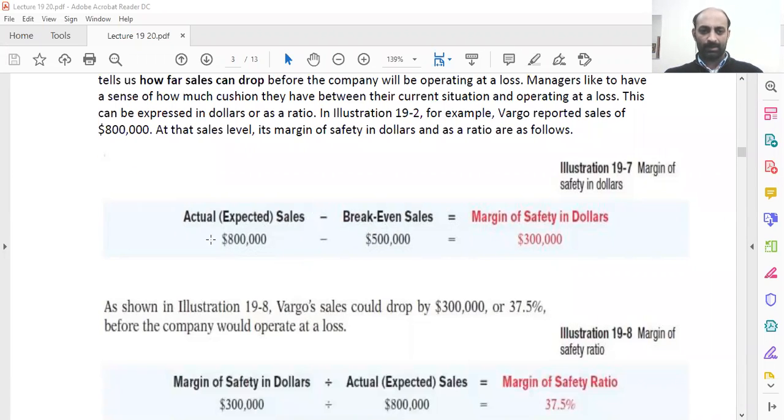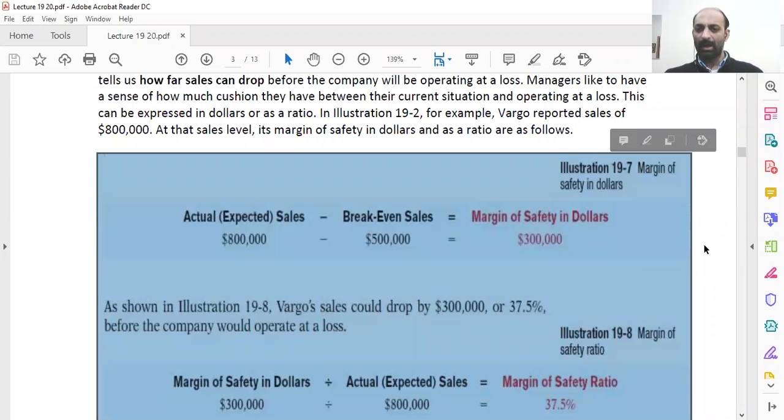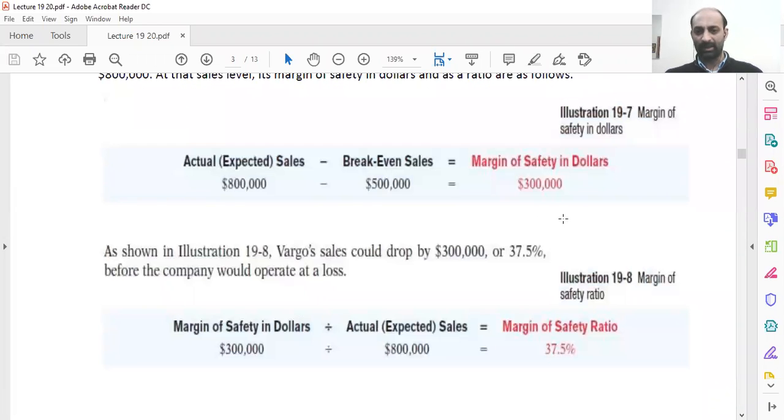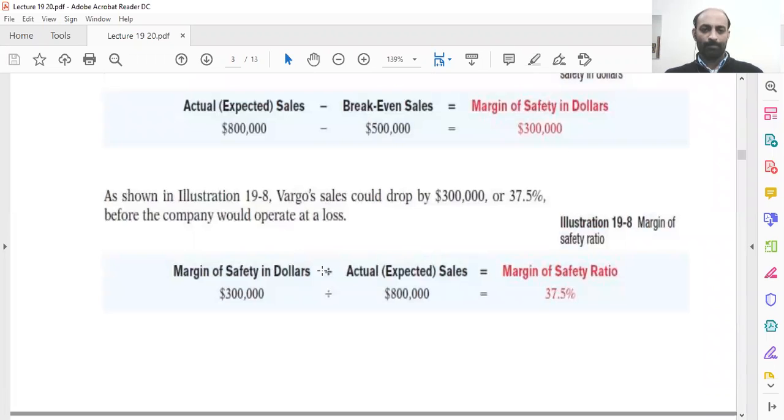So when the actual sales is $800,000 and the break-even sales, as you know, is $500,000, you have the margin of safety, which is $300,000. Then again, if you want to calculate the margin of safety ratio, it is margin of safety, which is $300,000, divided by actual sales, which you know is $800,000. So you get the margin of safety ratio.